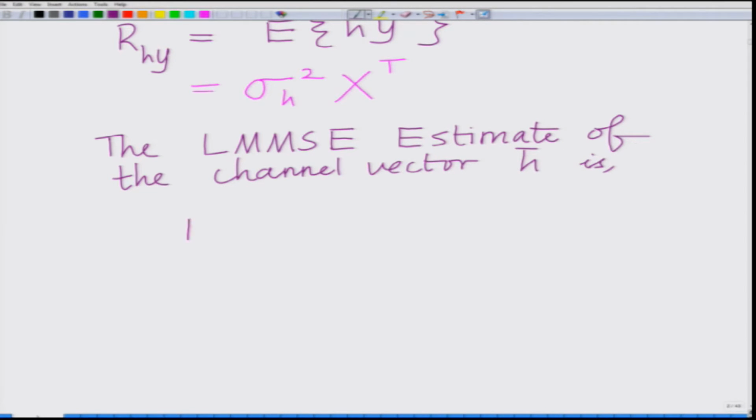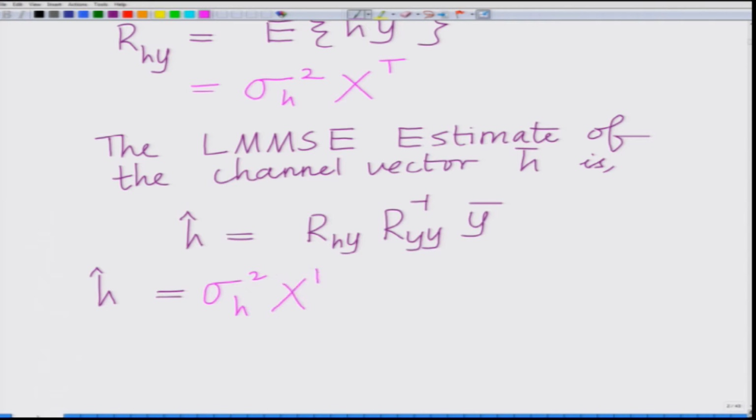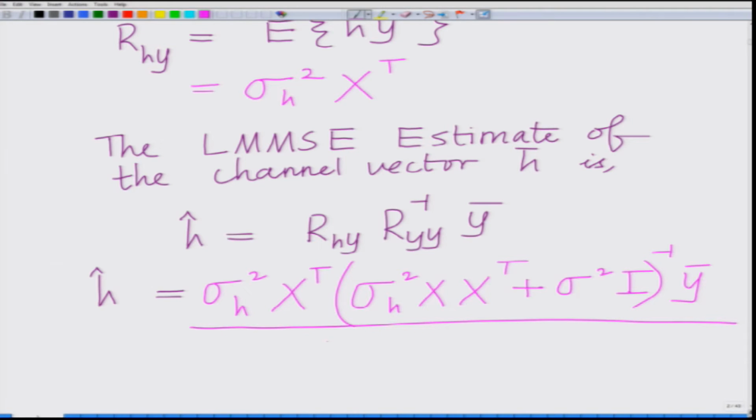the LMMSE estimate is h hat equals, this is the estimate, that is r h y into r y y inverse into y bar, which is h hat equals, now I have to substitute r h y, this is sigma h square x transpose times sigma h square x transpose plus sigma square times identity inverse into y bar. Okay. So this is the expression for the LMMSE estimate.